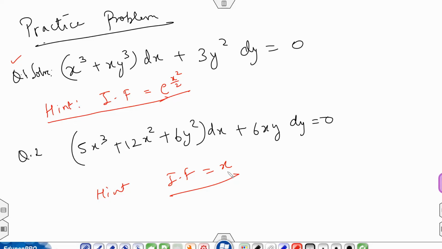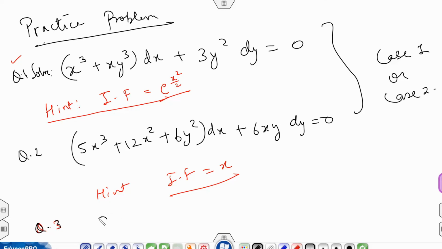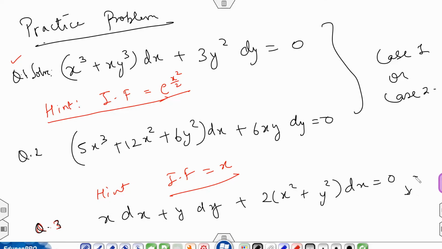I will give you another question by the inspection method. Question number 3: you can find this by case 1 or case 2, and this question number 3 will be from case 3, that is, by the inspection method. So this is by inspection, and you will get the solution like this. This will be your answer for the third question.